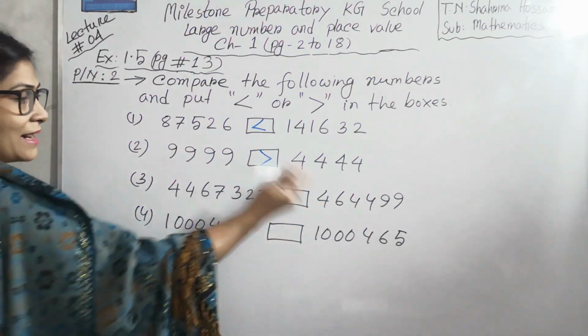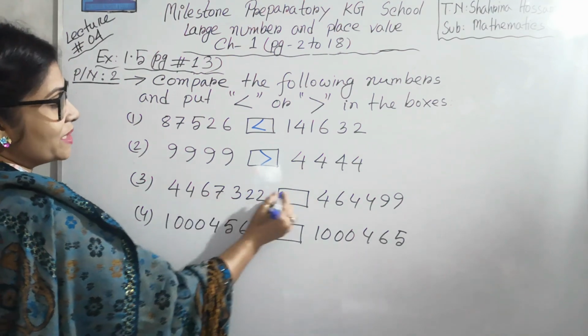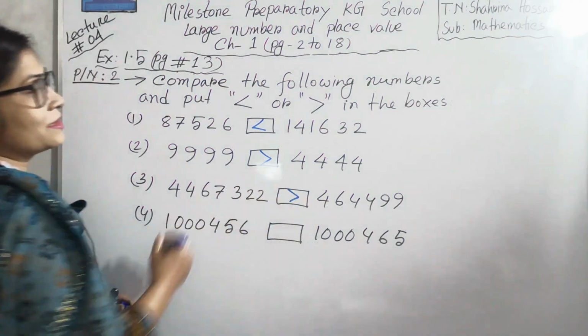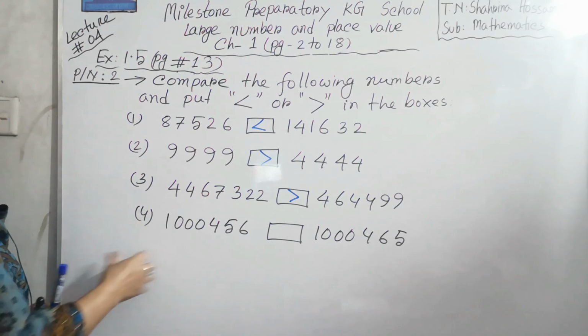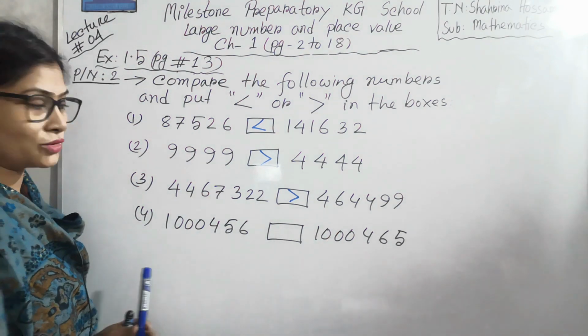That means the right side number is smaller, the left side is bigger. Here, the greater symbol. And the last one, all digits are almost the same.